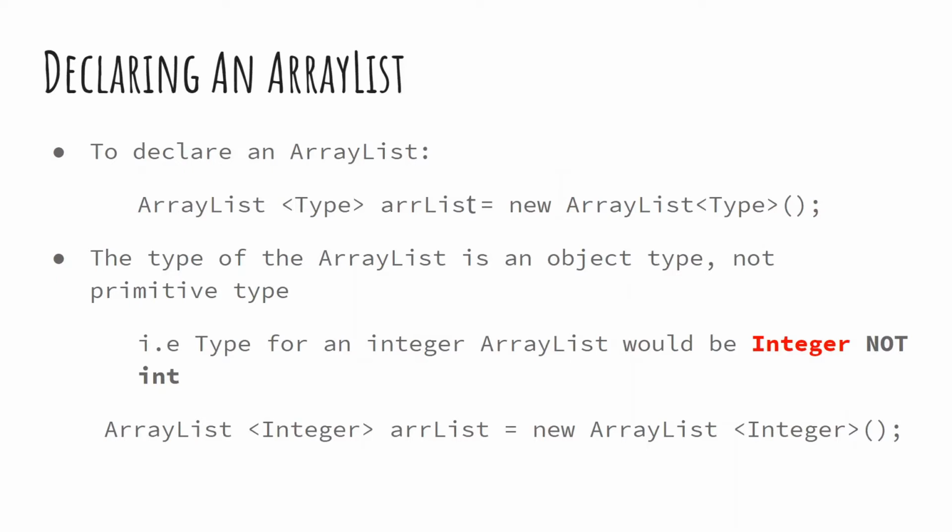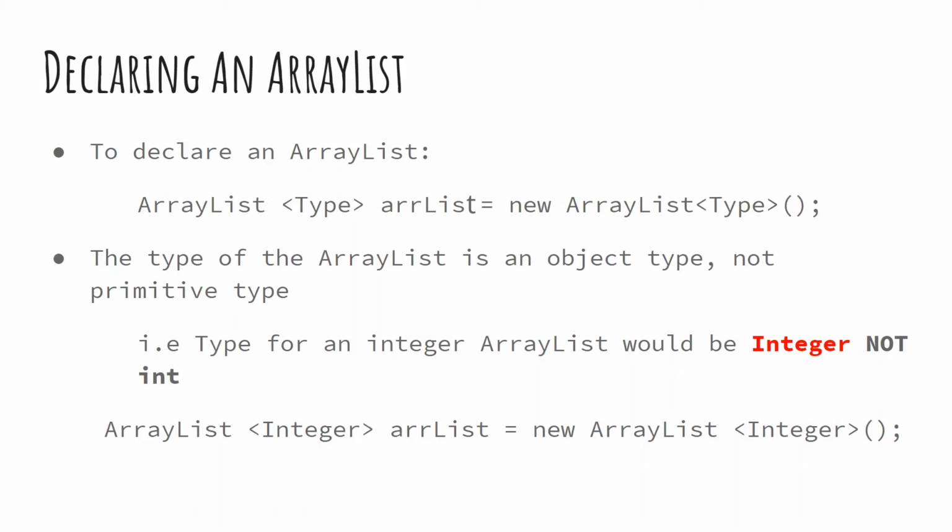So to declare an ArrayList, you would first type ArrayList, and then you would have the angle braces with type. And then you would have the name of the ArrayList, in this case it's RList, and then you have a new keyword signifying you're creating a new object, ArrayList, then the angle braces once again with the type, and then finally the parentheses. The type of an ArrayList has to be an object, not a primitive type.